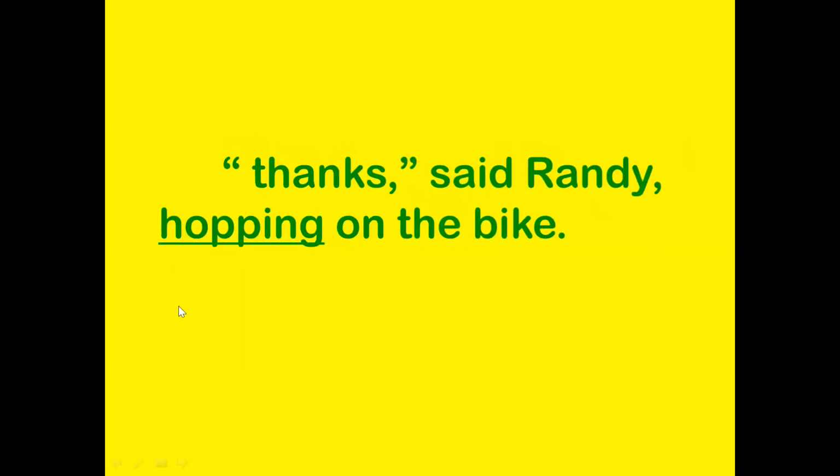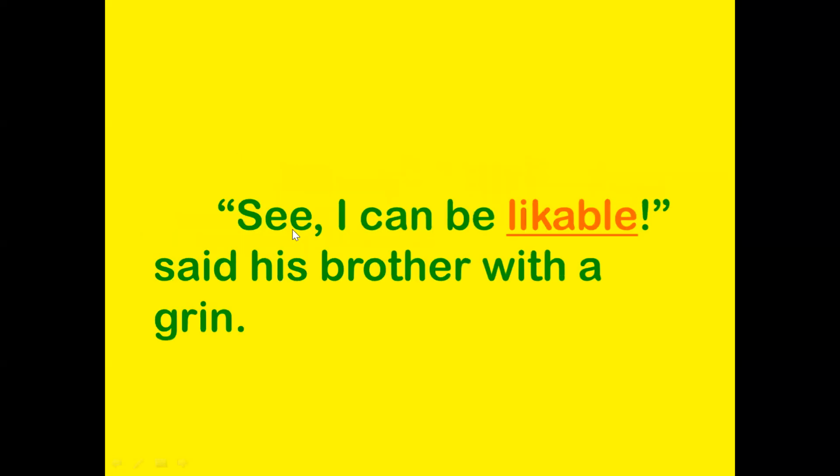Thanks, said Randy, hopping on the bike. Here again, we can find this underlined word hopping, and here we can find the suffix ing, and ing is added to the end of the word hop. So the syllable or set of letters that is added to the end of the word is called what? A suffix. Ing is also an example of suffix. Let's move to the next.